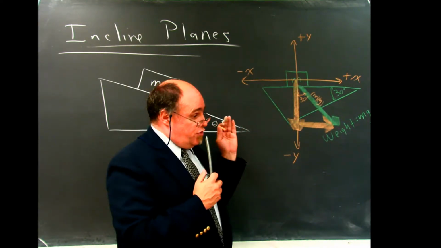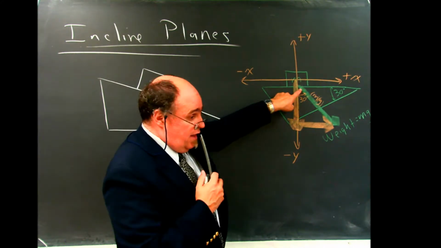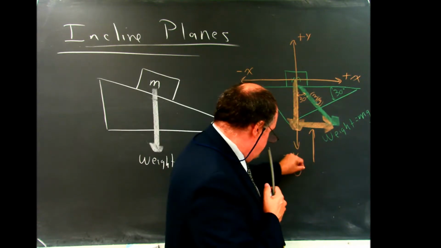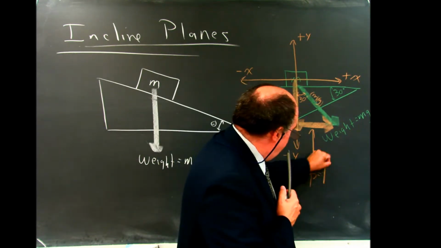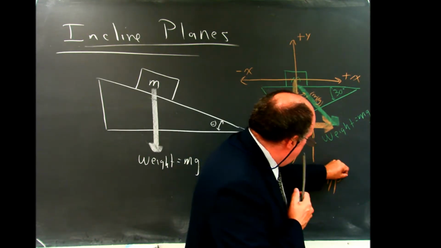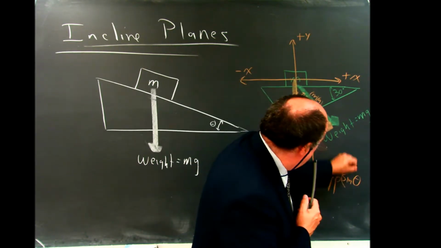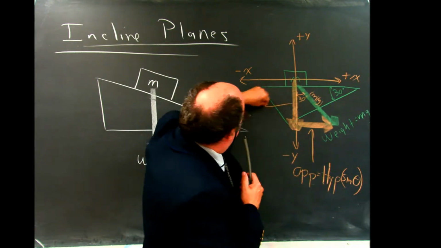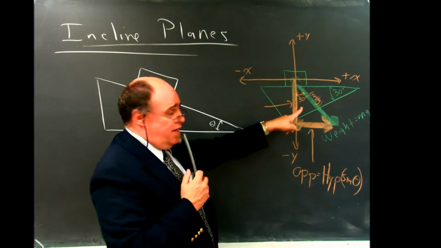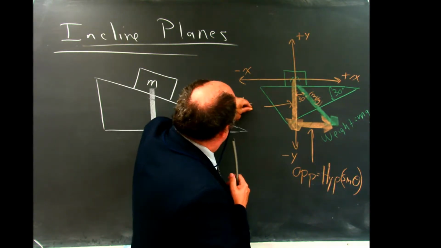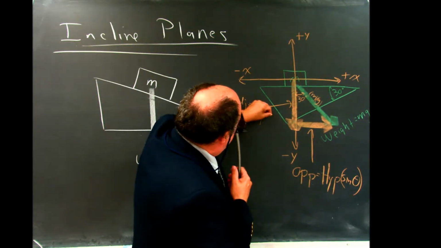Okay, so that's what the weight vector is, mass times gravity. So if you look at this, if this is an angle, then this piece over here is called the opposite side, and there's a formula. The opposite side is equal to the hypotenuse times the sine of the angle. And over here, this side would be called the adjacent side. This side is right next to the angle. So the adjacent side is the hypotenuse times the cosine of the angle.